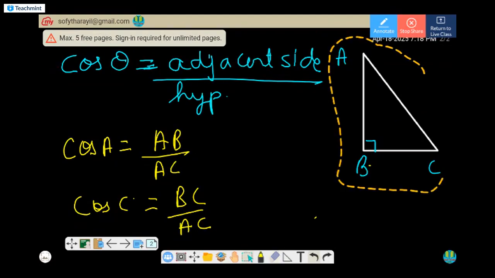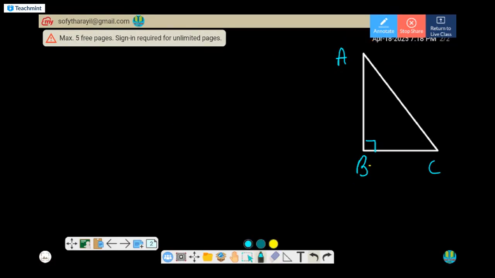Let's finish writing. Now we'll take one more, which is tan. Tan means tangent. There are two ways to write it. One is, if you know what is sine, sine upon cos is called tangent. We'll be doing this later.